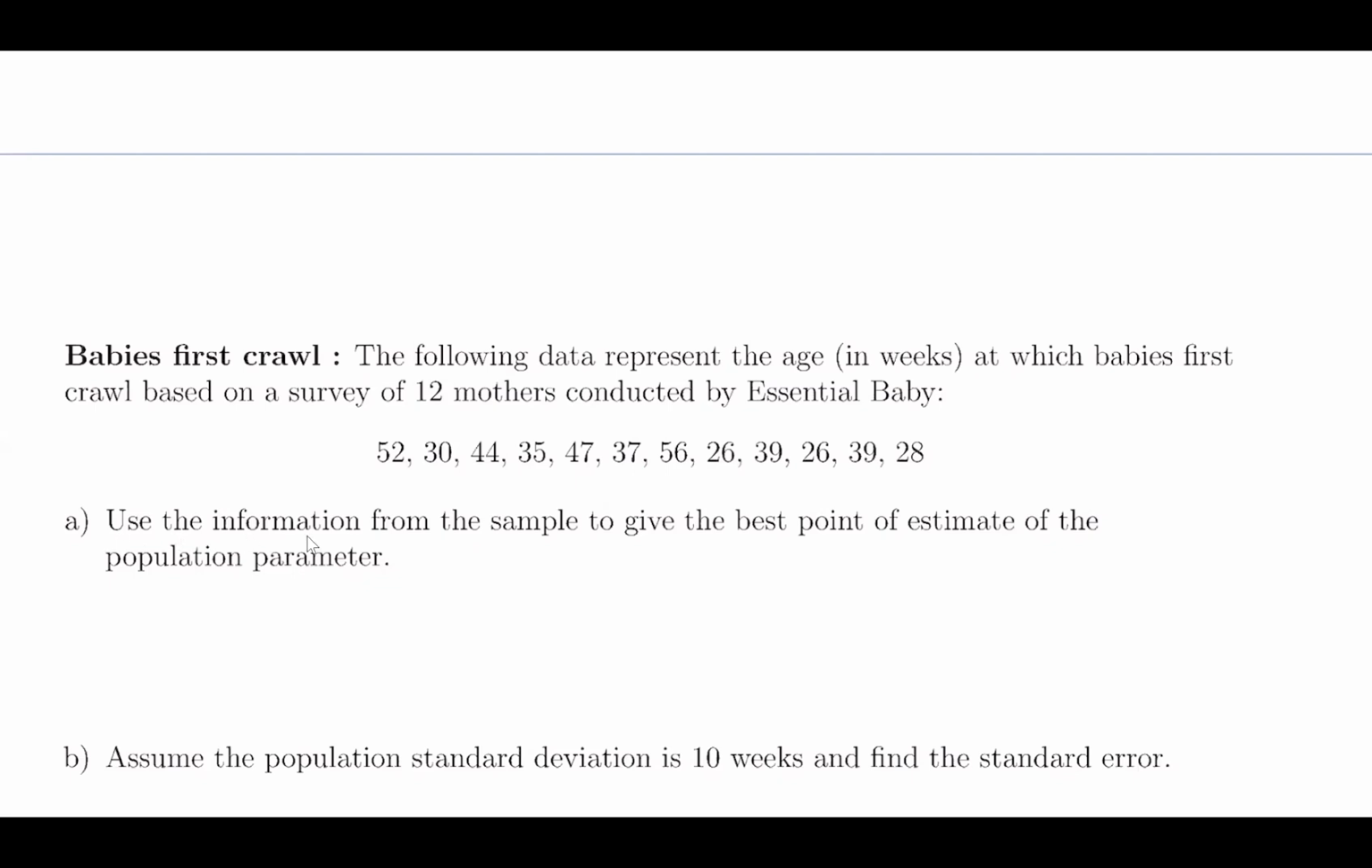It says use the information from the sample to give the best point estimate of the population parameter. For this one, we want to find the population parameter mu. But we only have a sample. So if I want to find the point estimate, what do I find if I want to estimate the population mean? What would my point estimate be? I'll give you a hint. It starts with an X.